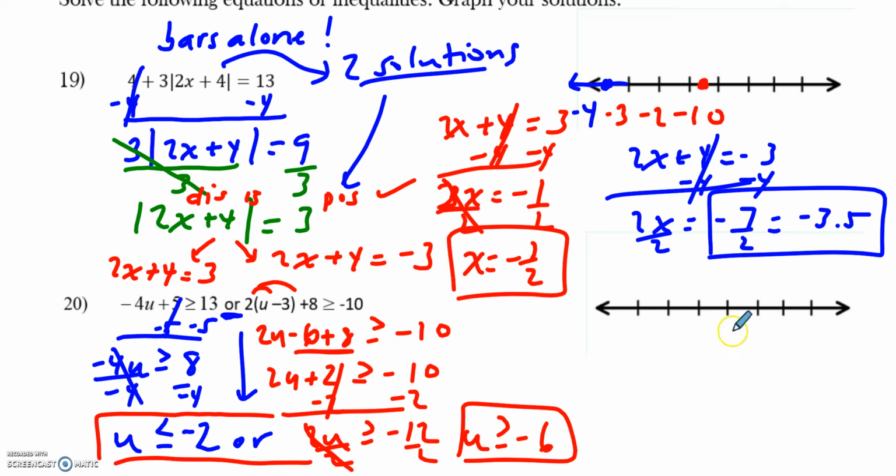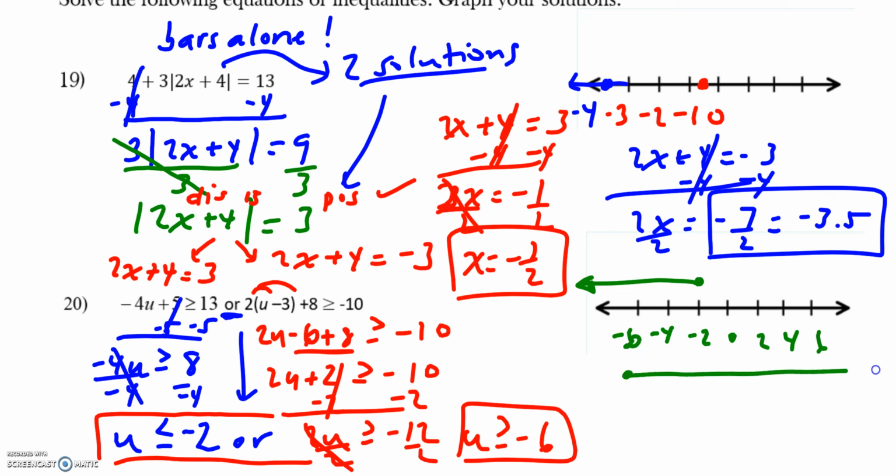If I start 0, negative 2, negative 4, negative 6, 2, 4, 6, we would have, okay, u is less than or equal to negative 2. So that would be a closed dot going downwards. And in this part, u is greater than or equal to negative 6. That would be a closed dot going upwards. So if this was an and problem, my answer would only be between. But it's an or problem. So or means I want as many answers as possible.